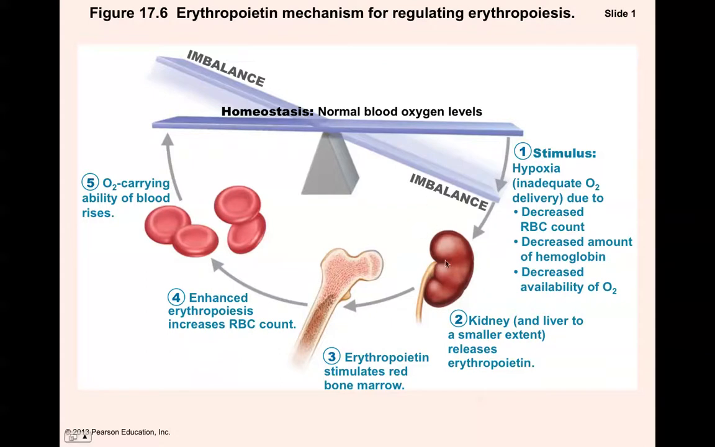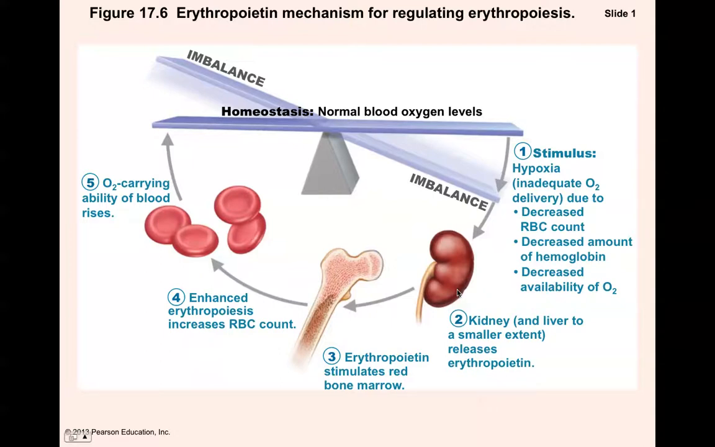Therefore, it will target the kidney. And realizing that tissues in the kidney actually produce erythropoietin didn't happen for many, many years. Physicians wondered why individuals that had kidney failure were becoming anemic. And then they realized that indeed certain tissues in the kidney produce this hormone. So from the kidney, and also the liver to a smaller extent, we get the production and release of this hormone, erythropoietin.